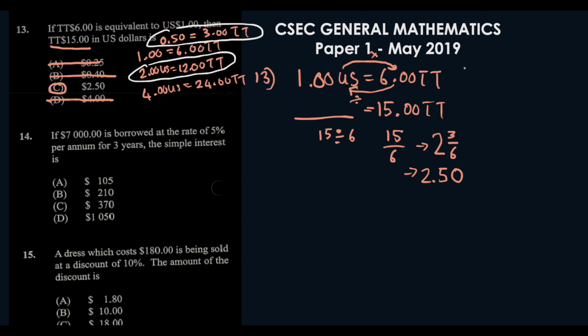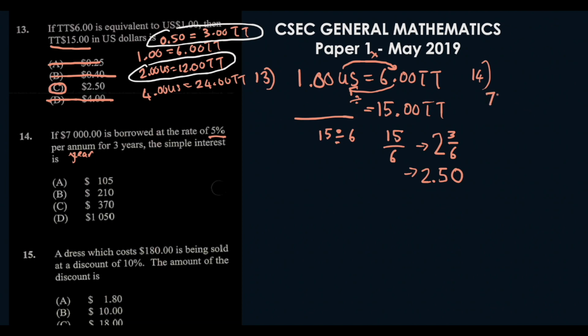All right, number 14 now. Number 14 says that we have $7,000 borrowed at a rate of 5% per annum. 5% per annum, so this just means per year, for 3 years, the simple interest is. So $7,000 borrowed at a rate of 5% per year. So we need to figure out what is 5% of 7,000, what is that?